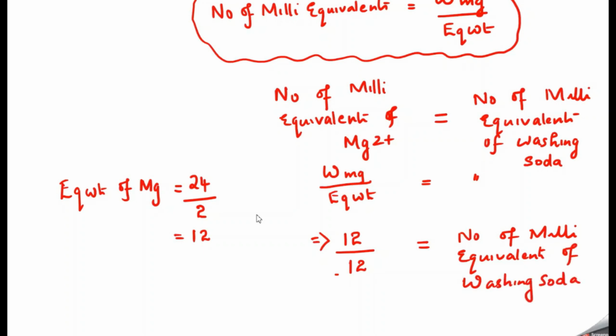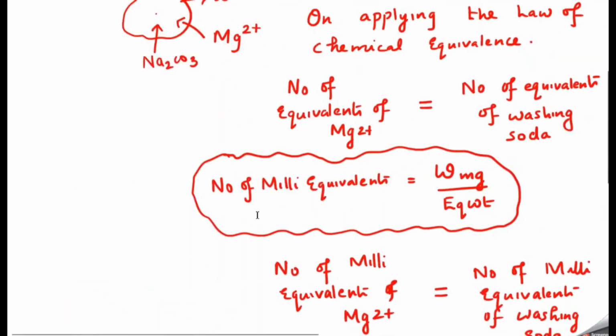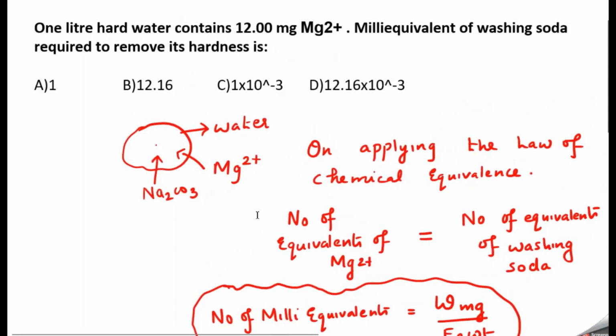Okay, so if you cancel this, the value will become 1. So I got the answer. The number of milli equivalents of washing soda is equal to how much? 1. So let's see if any option is like that. They are asking for the milli equivalents of washing soda required to remove its hardness, and that is equal to 1. I hope you understood the question.